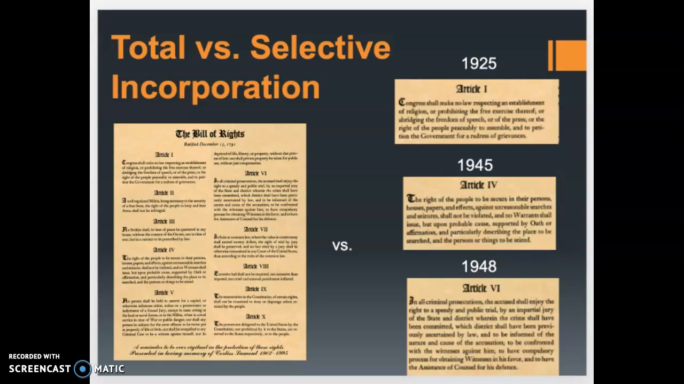So the courts had to decide. They could say that all of the rights in the Bill of Rights apply to the states and the states must follow them all, or they could apply them one at a time.